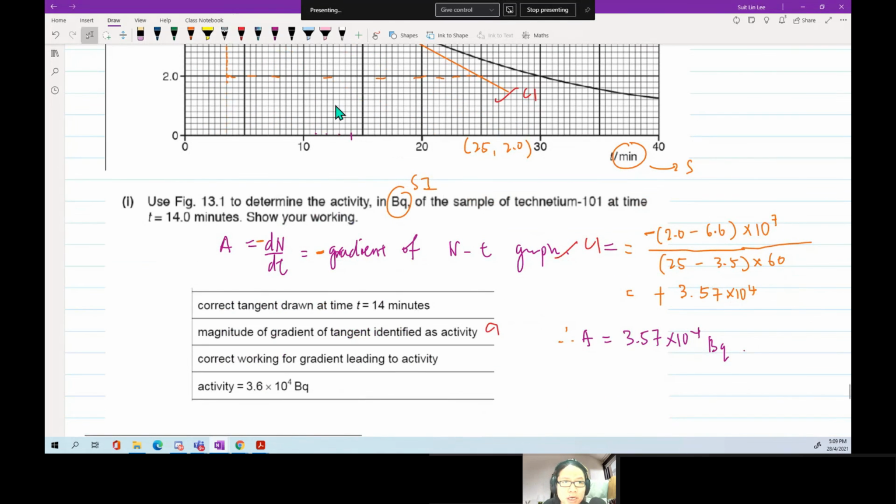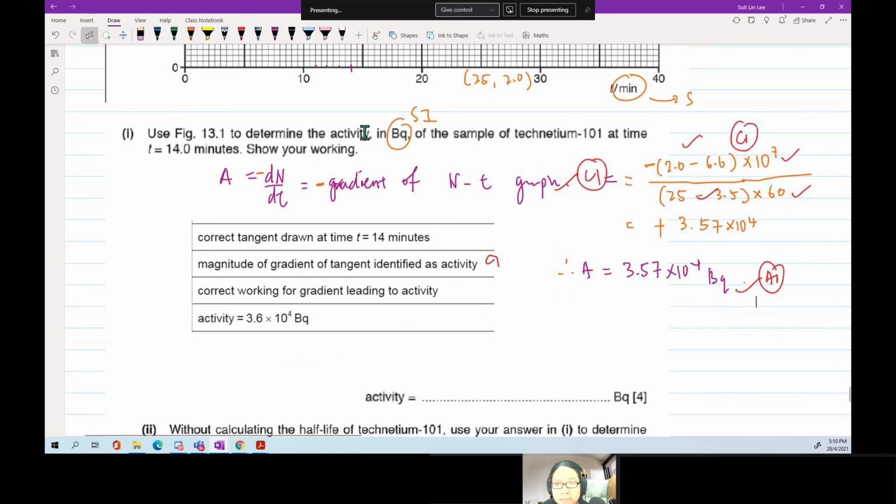So please remember to convert to SI. You go convert to SI. This one all okay. Then this one is C1. Okay, and then finally this one is A1. So normally when you draw a tangent line, it's quite worth it, but it will take you some time. You draw a tangent, then you go and find the value.